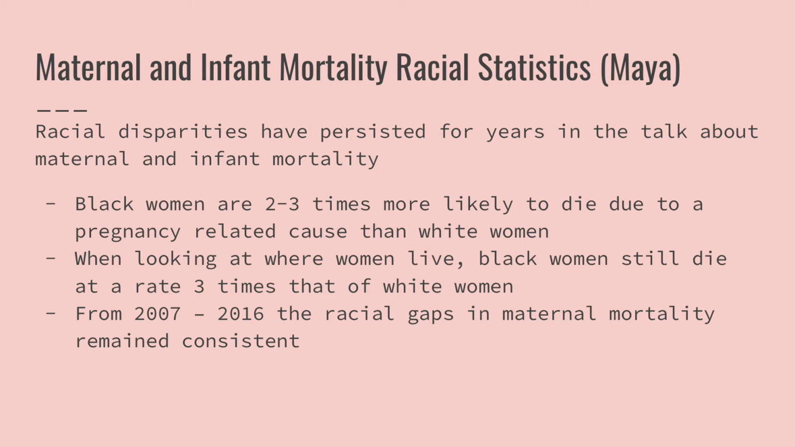When looking at where women live, black women still die at a rate 3 times that of white women. According to the CDC, this occurs in states that even have low pregnancy related mortality rates. From 2007 to 2016, the racial gaps in maternal mortality remain consistent, with black women dying at 2 to 3 times the rate of white women over the 11-year span.